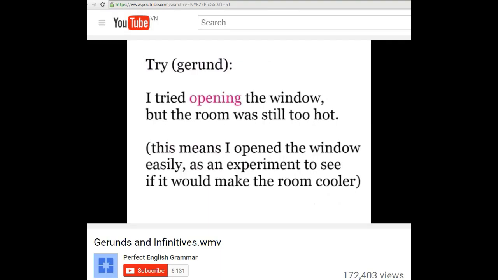On the other hand, when we use try and the gerund, for example, I tried opening the window, but the room was still too hot. This means that I opened the window easily as an experiment to see if it would make the room cooler, but it didn't work. I didn't succeed in my goal of making the room cooler.